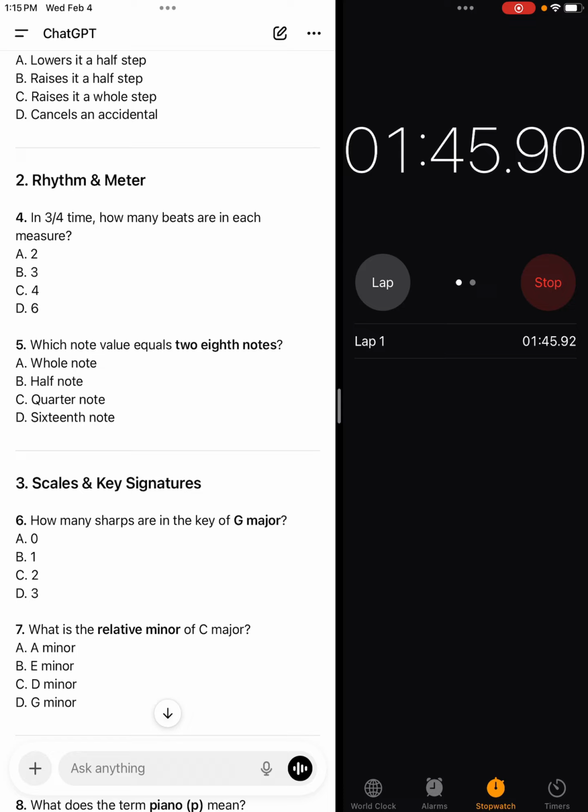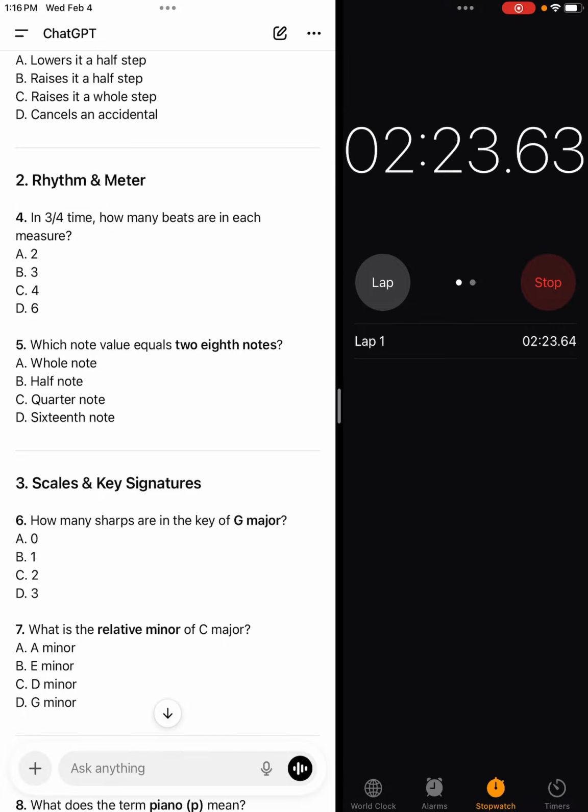What note value equals two eighth notes? If it takes 4 sets of eighth notes to equal a quarter note, then half of that is going to be a half note, B. I'm pretty sure that's the answer.